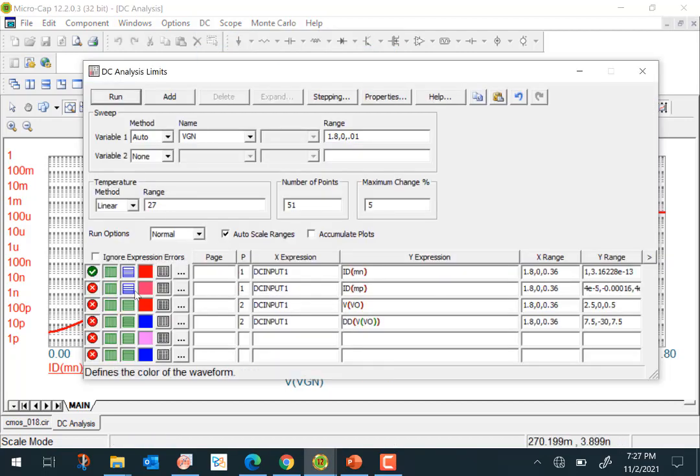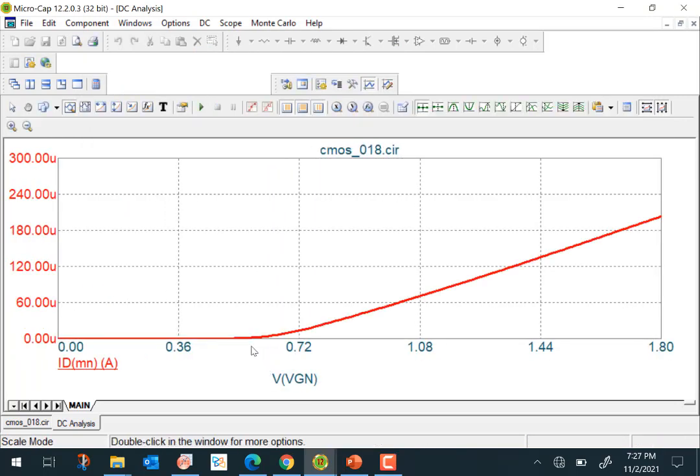We can go back here and convert it to linear scale again. Note that it doesn't look square law. It doesn't look parabolic here, right? So it's not exactly, and neither is it completely linear. The behavior is somewhere in between. Anyway, so that's the characteristics that you can explore, ID versus VG here.